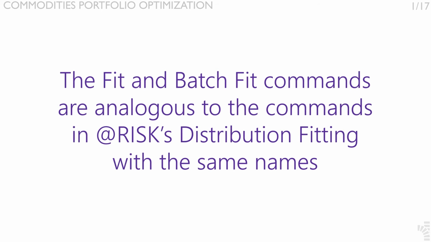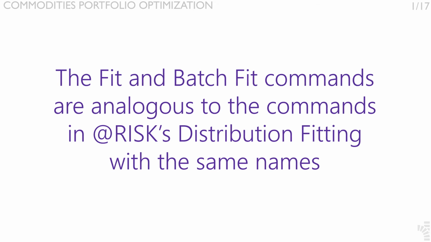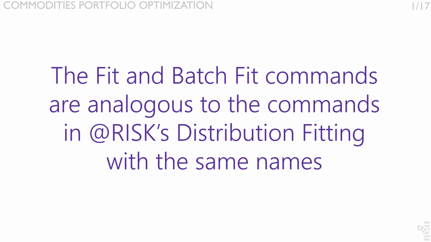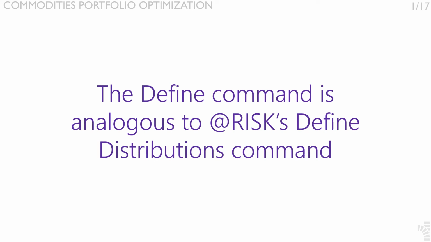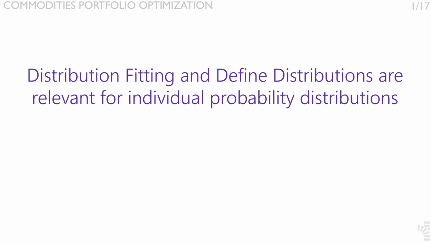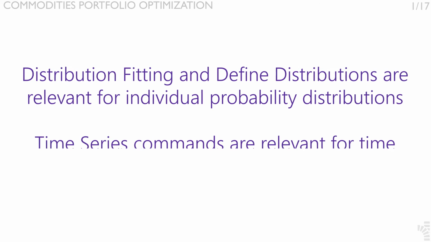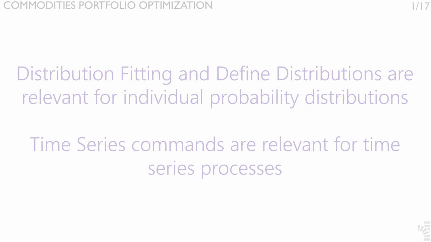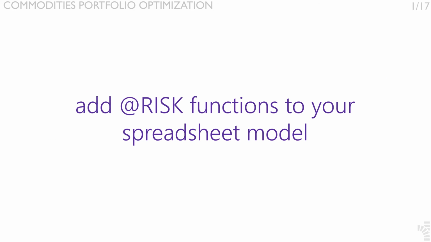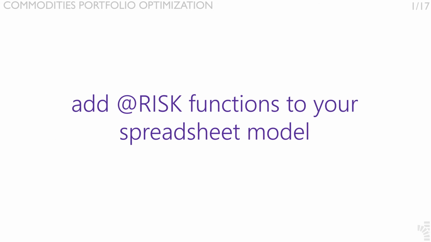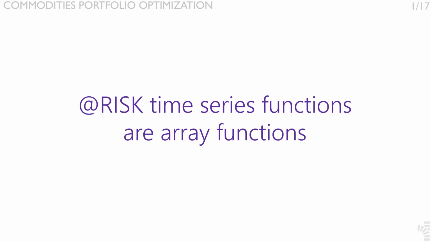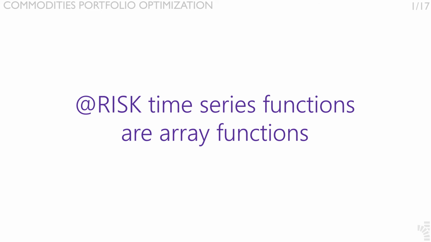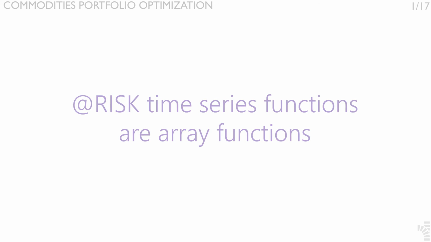The fit and batch fit commands are analogous, in a time series context, to the commands in @risk's distribution fitting with the same names. The define command is analogous, in a time series context, to @risk's define distributions command. Whereas distribution fitting and define distributions are relevant for individual probability distributions, the time series commands are relevant for time series processes. These time series commands add @risk functions to your spreadsheet model, just like the define distributions command. However, the @risk time series functions are array functions. They change the cells where your time series forecast is located as a group in each iteration of a simulation.